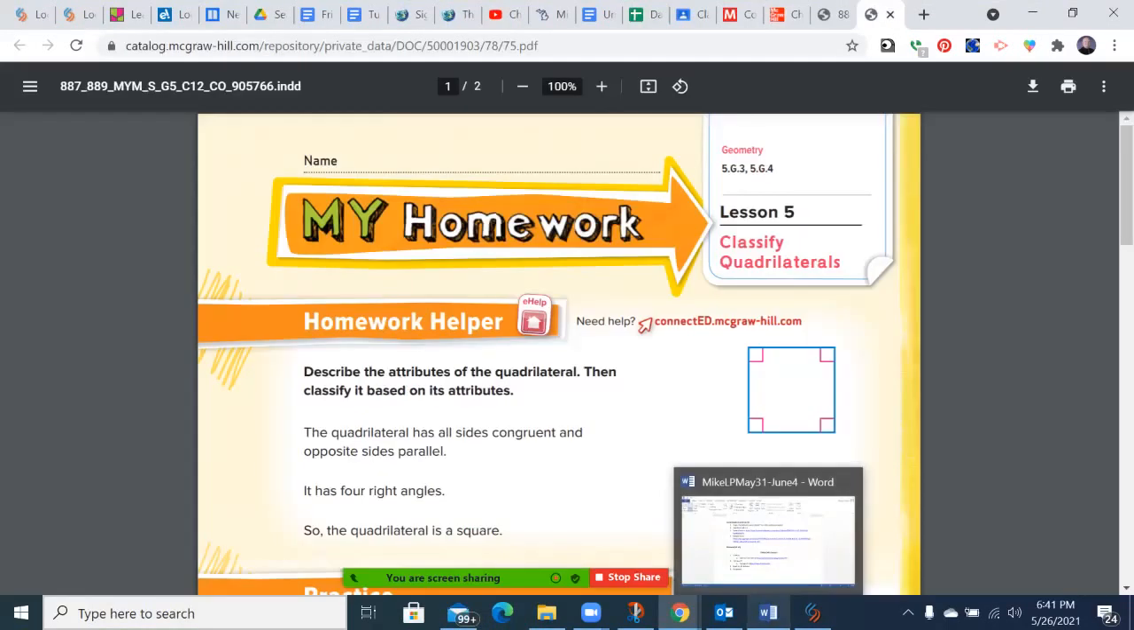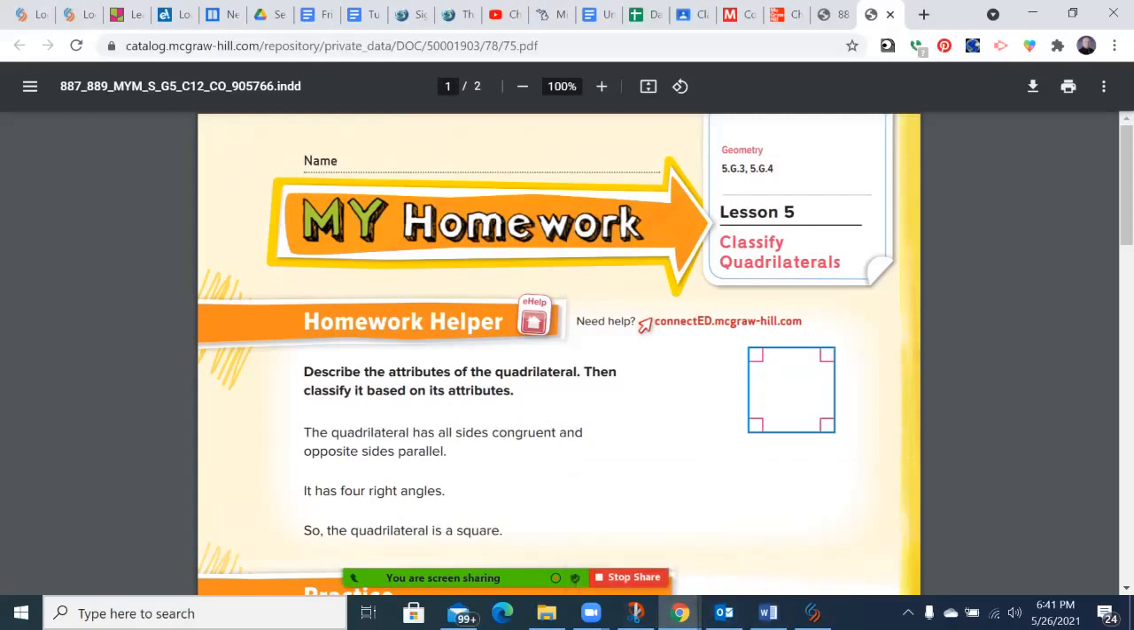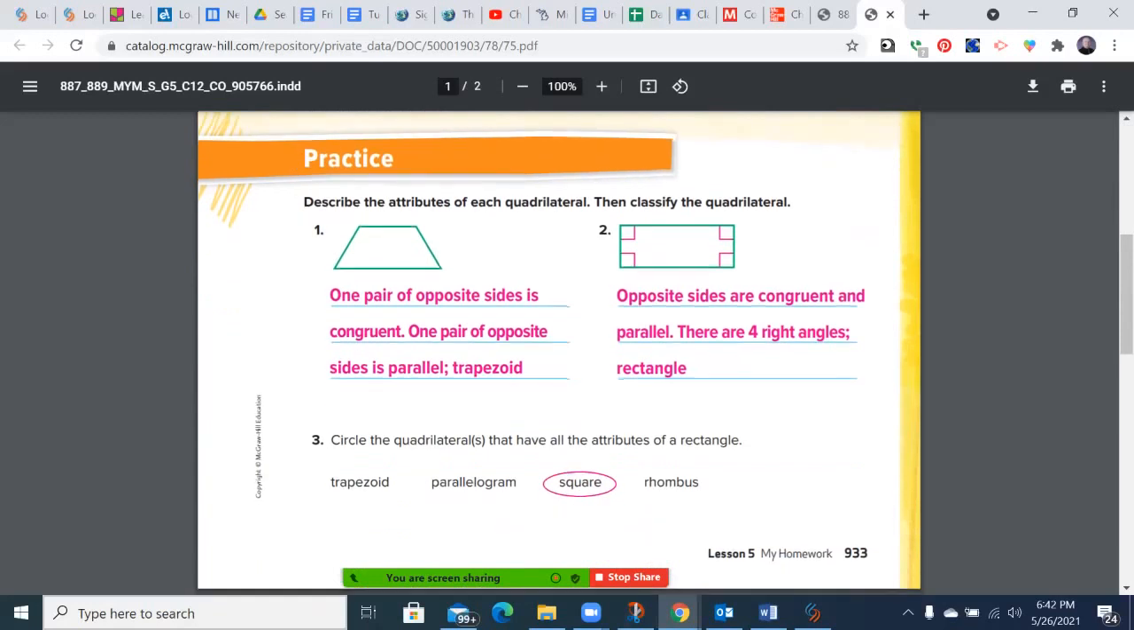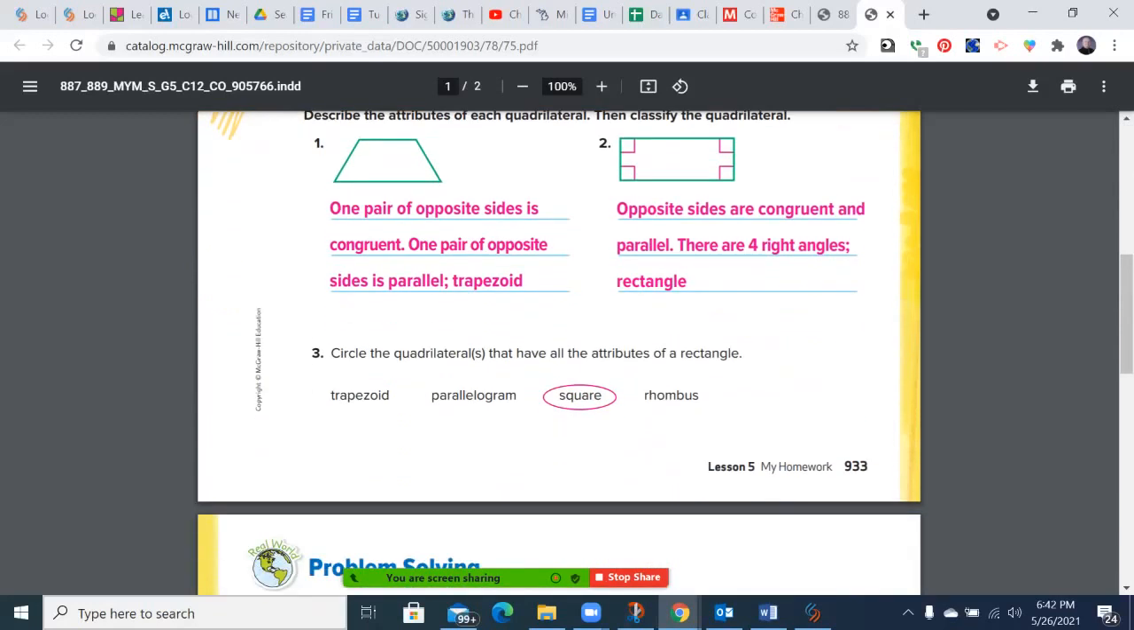Let's begin by looking at our previous session, which was Lesson 5, and we were classifying quadrilaterals. You can see on this one, we have one pair of opposite sides parallel, and it's a trapezoid. And opposite sides congruent and parallel, four right angles, rectangle. And a lot of this came from the answers on 929.